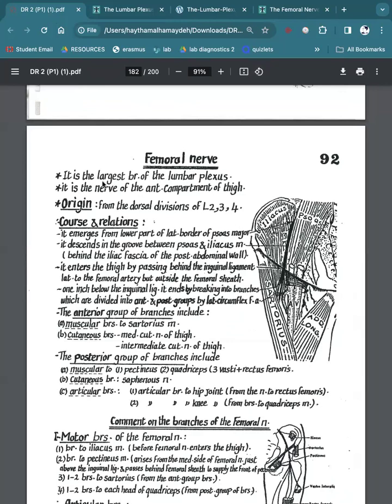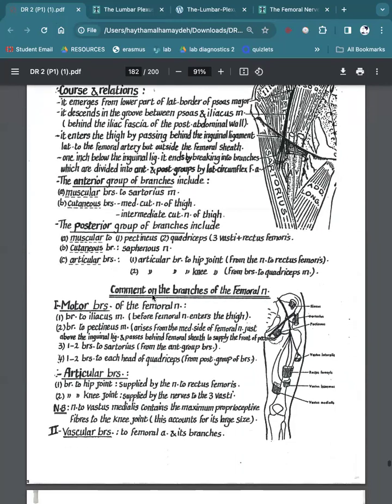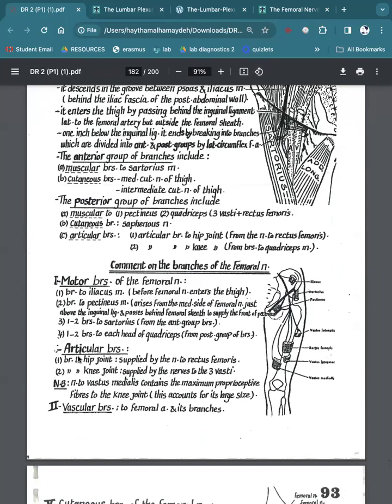So, femoral nerve: largest branch, anterior compartment, origin. Okay, we know this. Emerges. This tells you how it moves. Let's see branches. The motor branches of the femoral nerve supply iliacus, pectineus, one to two branches to sartorius, and the quadriceps. These are the four motor branches.